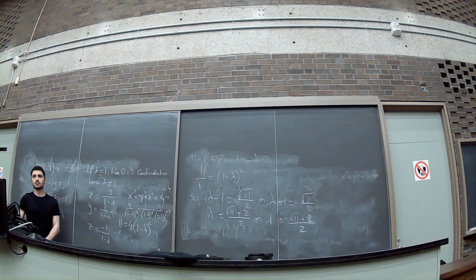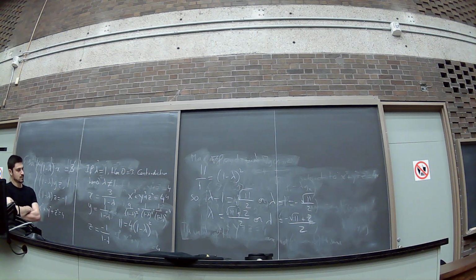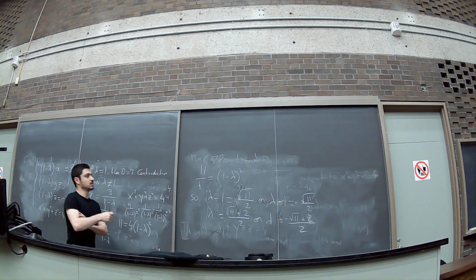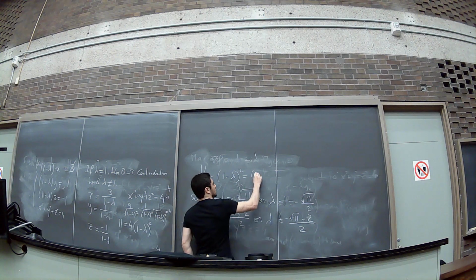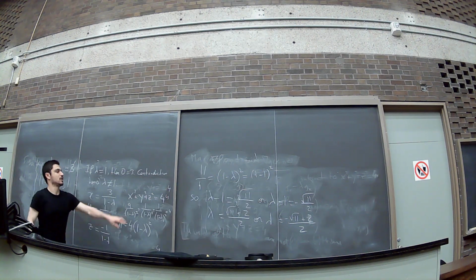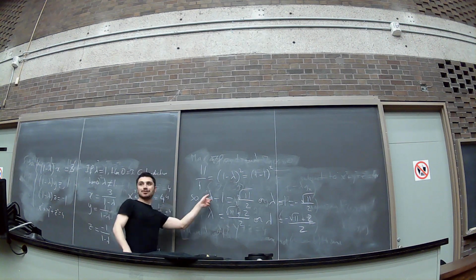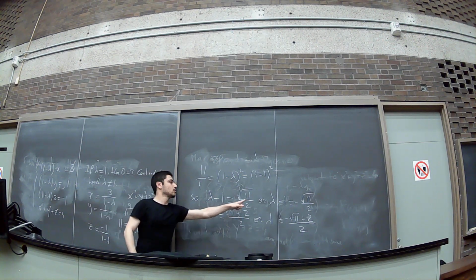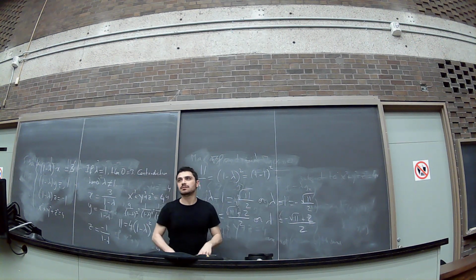Is that right? Isn't it 1 minus lambda? It doesn't matter, right? Because even if you put 1 minus lambda, you have 1 minus lambda equals this, or 1 minus lambda equals this. It's going to be the same thing. Okay?